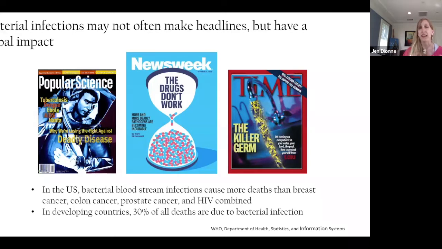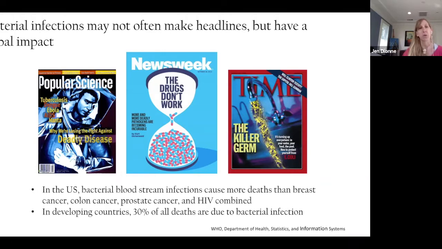And if you look in the United States alone, a bacterial infection that winds up getting into the bloodstream, that type of infection, so a BSI or bacterial bloodstream infection, can cause more deaths than breast cancer, colon cancer, prostate cancer, and HIV combined. So to me, this is a pretty alarming statistic for such a nominally healthy or wealthy country, that if you take many cancers combined and AIDS, bacterial bloodstream infections are still one of the biggest killers.